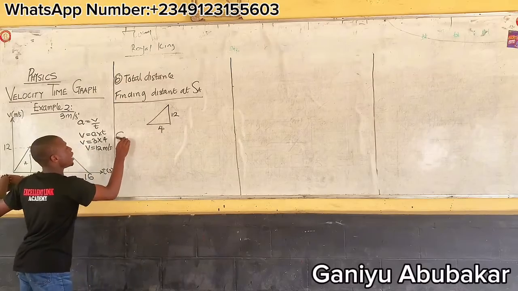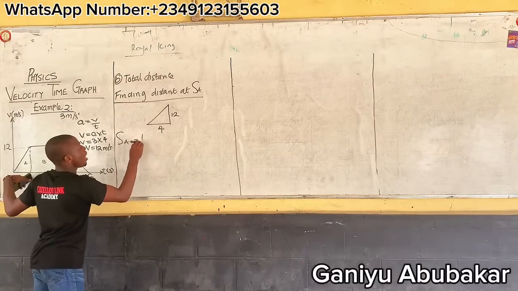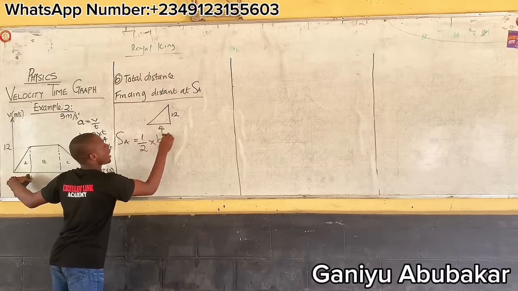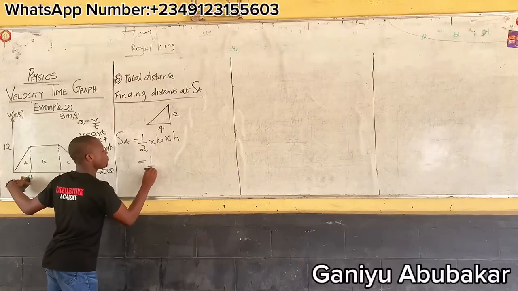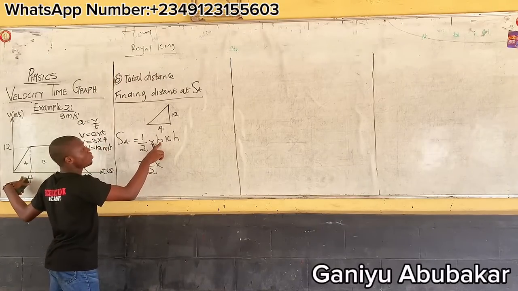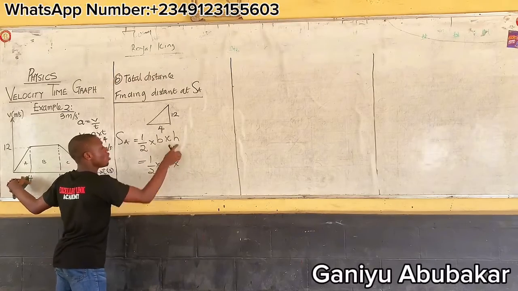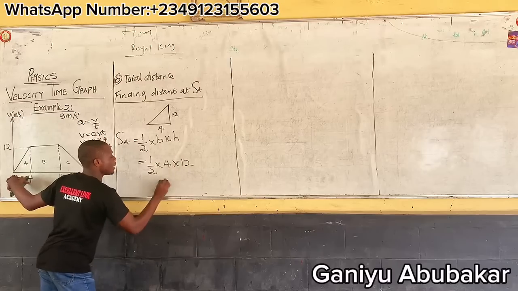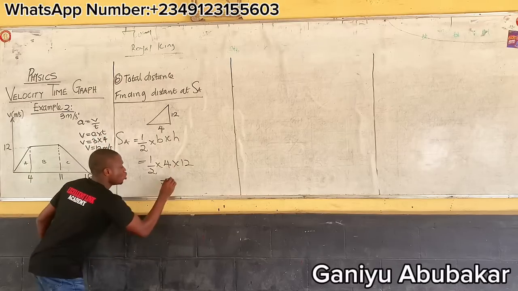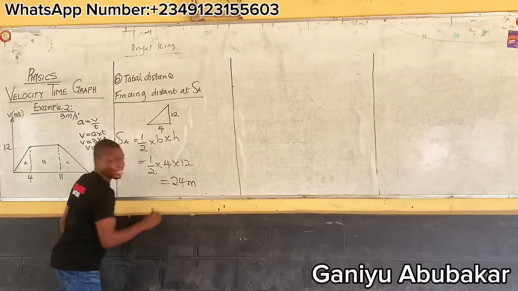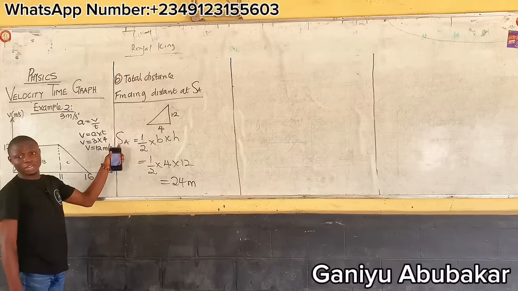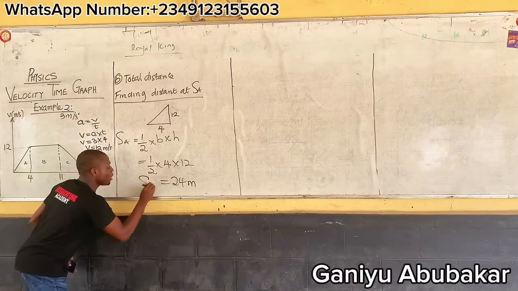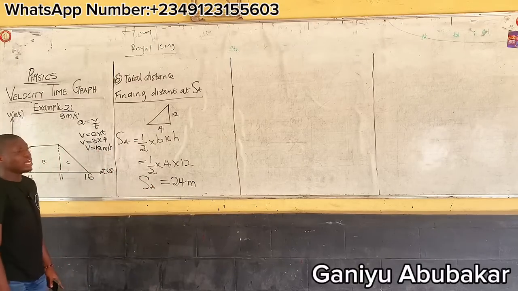So SA now, because what there? Half times base times height. Half times, what's your base here? 4. What's your height here? 12. What's my answer here? 24 what there? Meters. That's your SA distance. So SA is 24. We are done.